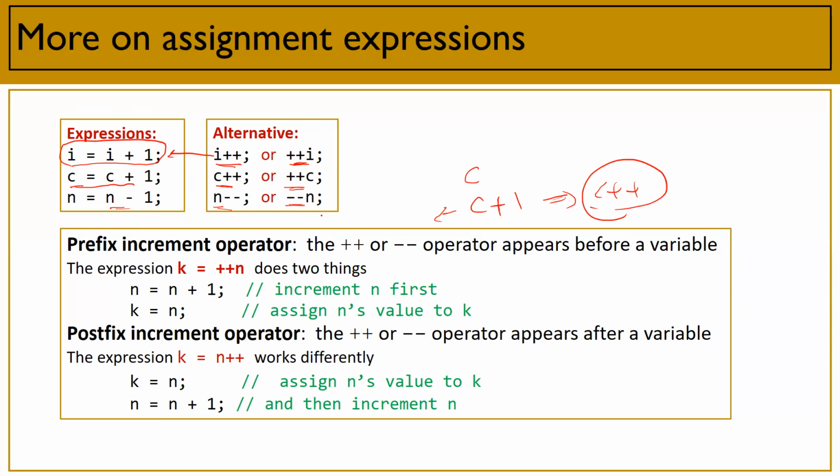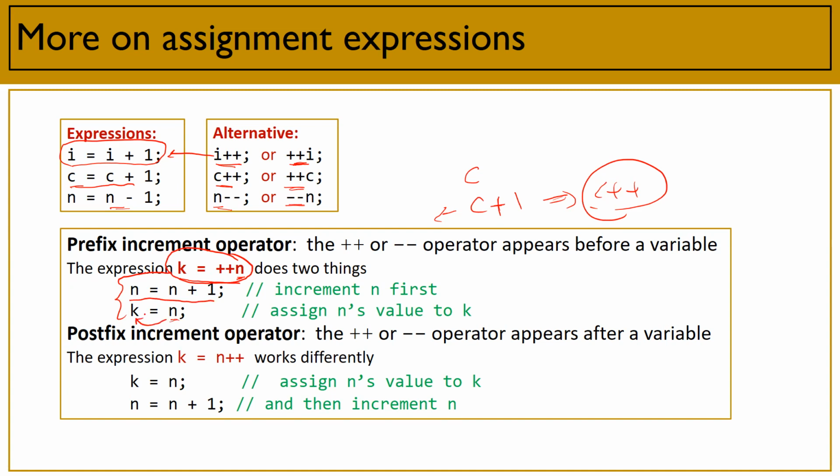Usually they have the same effect, but you should know the subtle difference between them. If I write k = ++n, then before n we have the prefix increment operator ++. What will happen when this statement is executed? Internally it will be broken down into two different statements. First, n will be updated by 1, then the new value of n will be assigned to k.